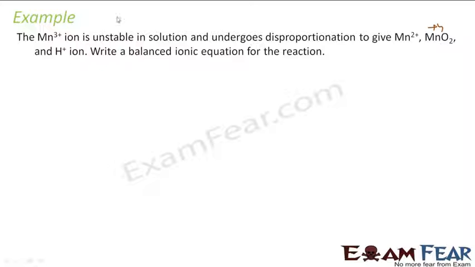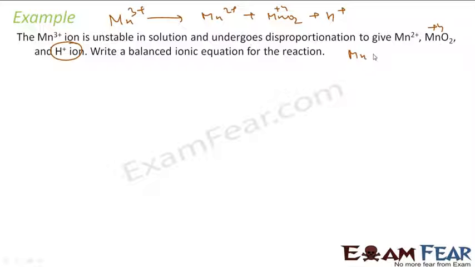So it says that I have Mn3+, it gives Mn2+, also it gives MnO2 that is plus 4 and H+ ions. It's acidic, right? So instead of telling H+ ions, you could have told it's acidic, both are same. You have to write a balanced ionic equation for this reaction. So let me try with the split method. So let me split this.